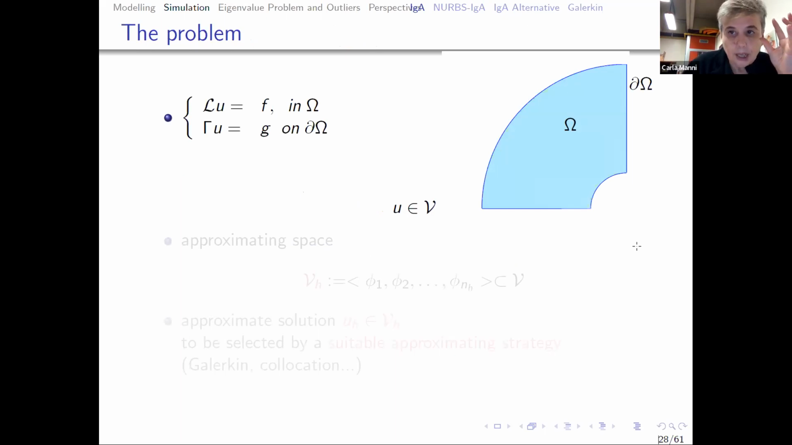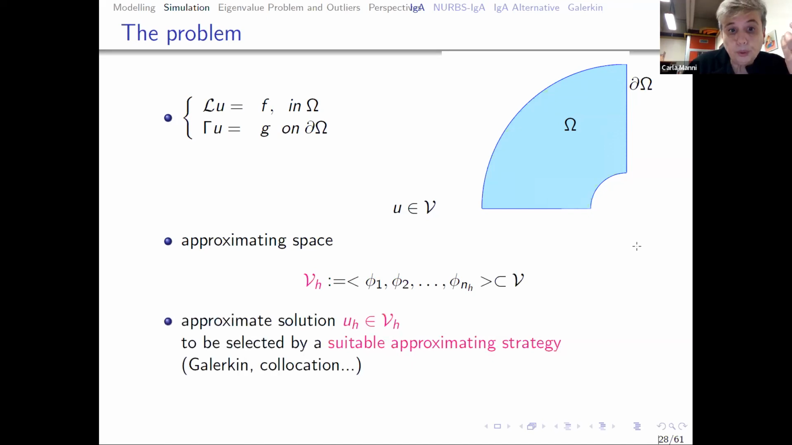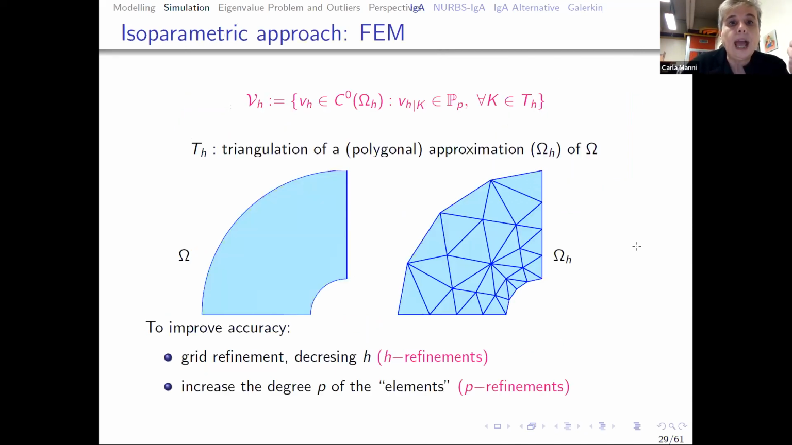Actually, this is not the first attempt to use splines in their general configuration to solve PDEs, but it presents this tool in a systematic way. So isogeometric analysis is a framework which aims to unify the CAD representation with the finite element analysis. And so let me give the general idea.